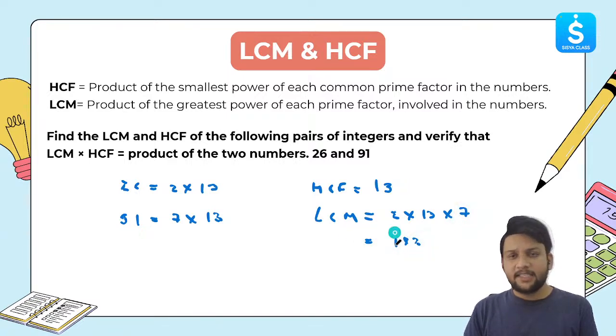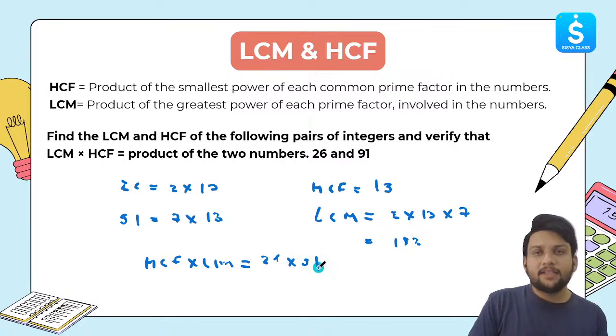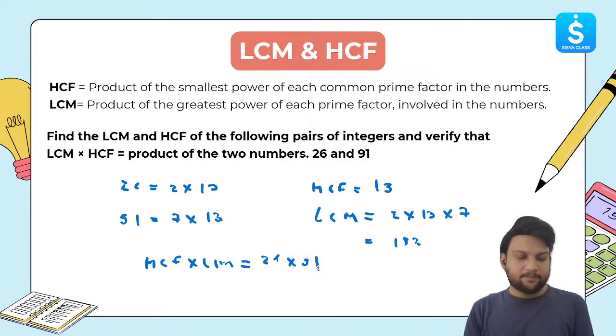So there we have it, we have found the LCM. And to verify, we use the relation that HCF times LCM is equal to the product of the numbers. In this case, it is 26 times 91. If you multiply this, you will get the same relation.